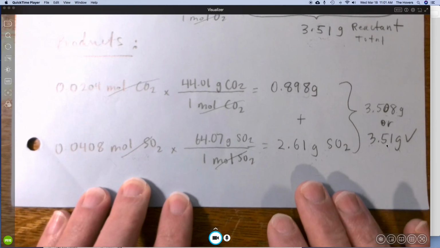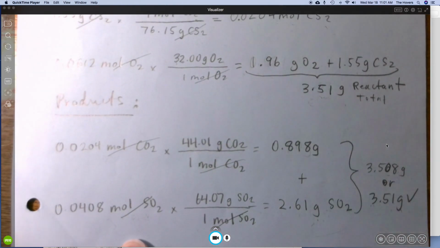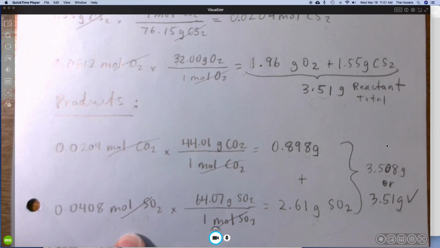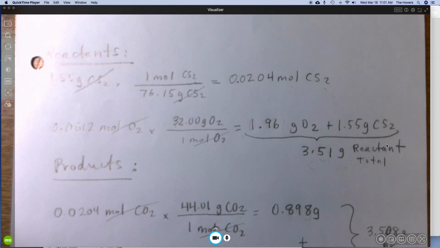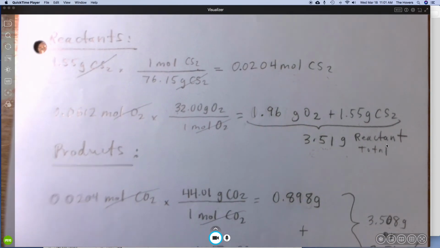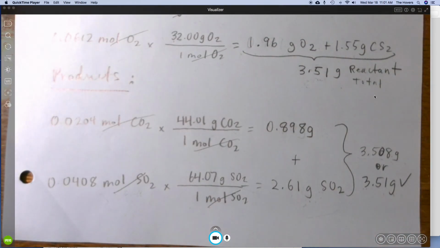So on this type of problem, you know you've done it correctly if you have the exact same mass starting in the reactants as you do in the products. So it's a good check. Now the textbook question was really only asking for these two values. 0.898 grams of CO2 would be produced, 2.61 grams of SO2 would be produced.